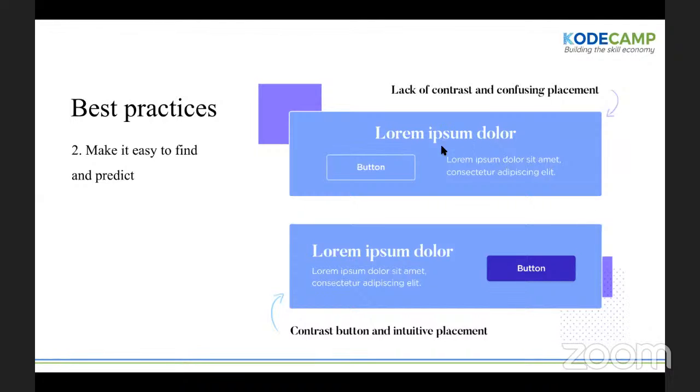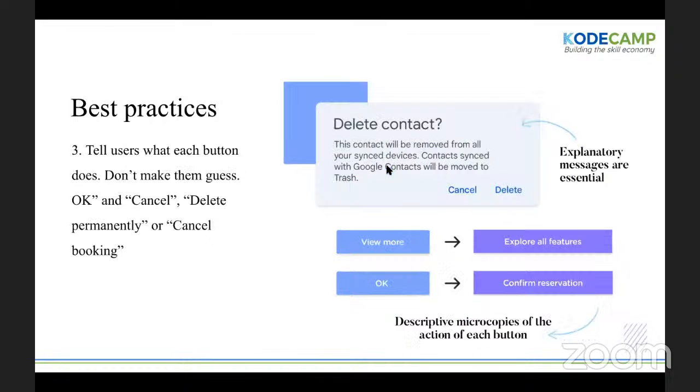And if you see the second one, the button is actually contrasting. So you can know that, okay, there's a CTA button here, and everything is placed in an intuitive way. You can easily know what you need to do when you're on this website. Not this other one, where you may not even know that this is a button. All right, so the next one is, it's very important for you to tell your users what each button does. Don't make your users guess. I think in this class we read a book, Don't Make Me Think.